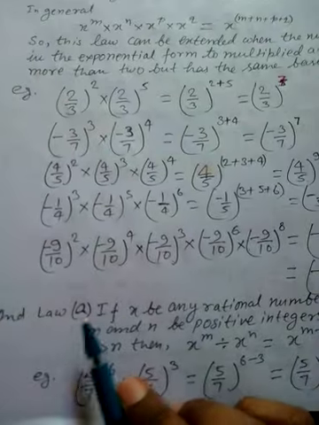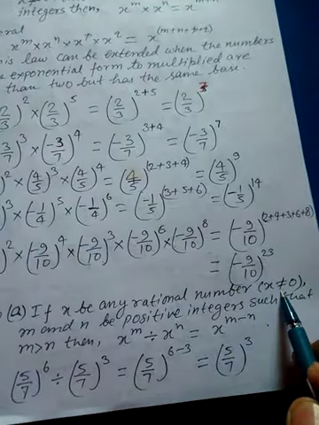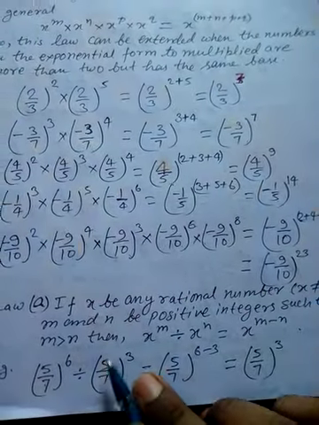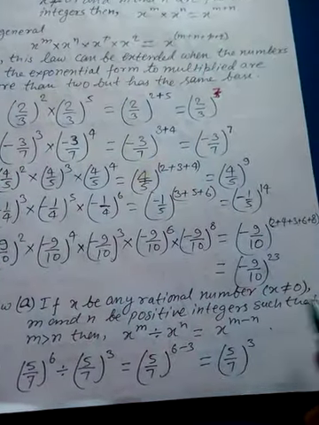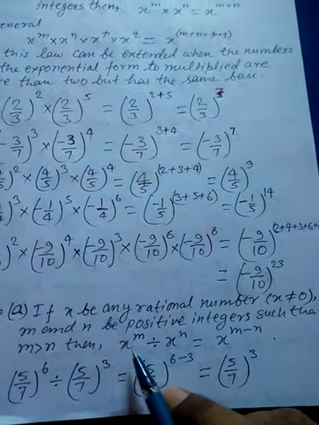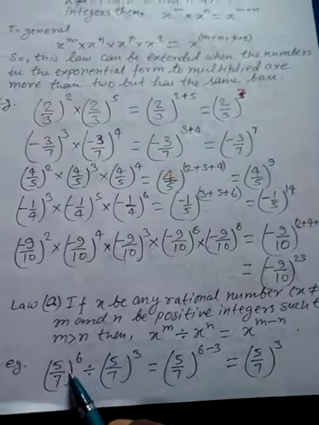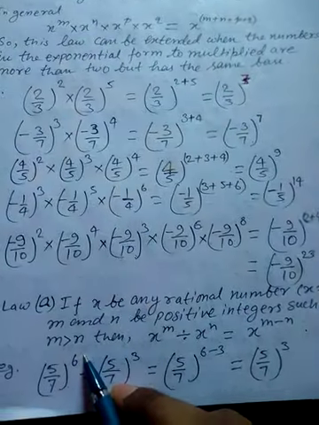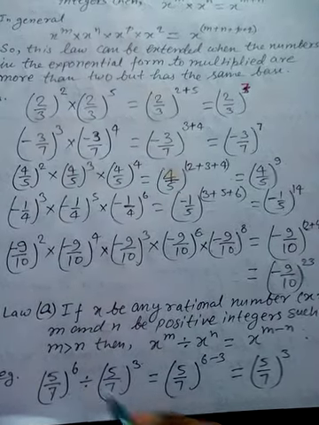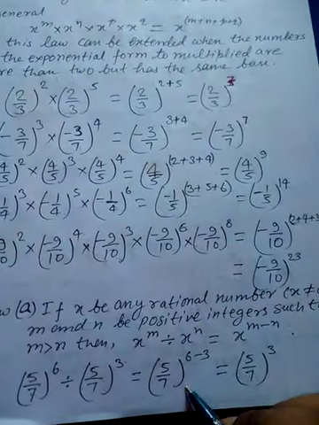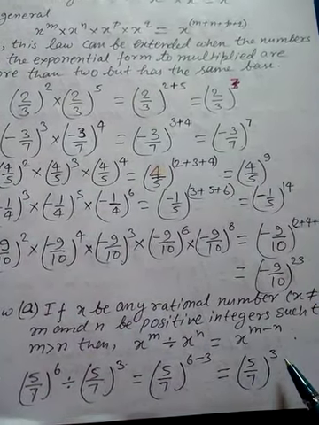Now the second law. If x is any rational number, x not equal to 0, that is, a non-zero rational number, and m and n are positive integers such that m is greater than n, then x to the power m divided by x to the power n equals x to the power m minus n. It means 5 by 7 to the power 6 divided by 5 by 7 to the power 3. The bases are the same and here the operation is division. Then 5 by 7 to the power 6 minus 3, that will give you 3. It means 5 by 7 to the power 3.